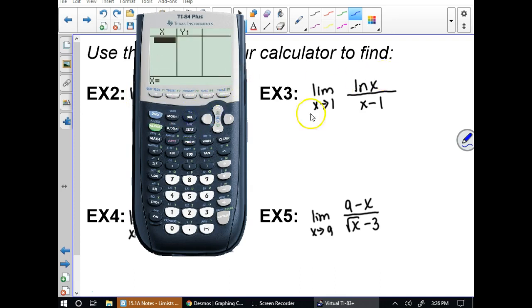So from the right, we have to pick numbers larger than 1, like 2. So 2, 1.5, 1.1, 1.01, 1.001. And you can see here, these numbers are getting closer and closer to 1 also. So from the left and right, this limit approaches 1. So this limit is 1.